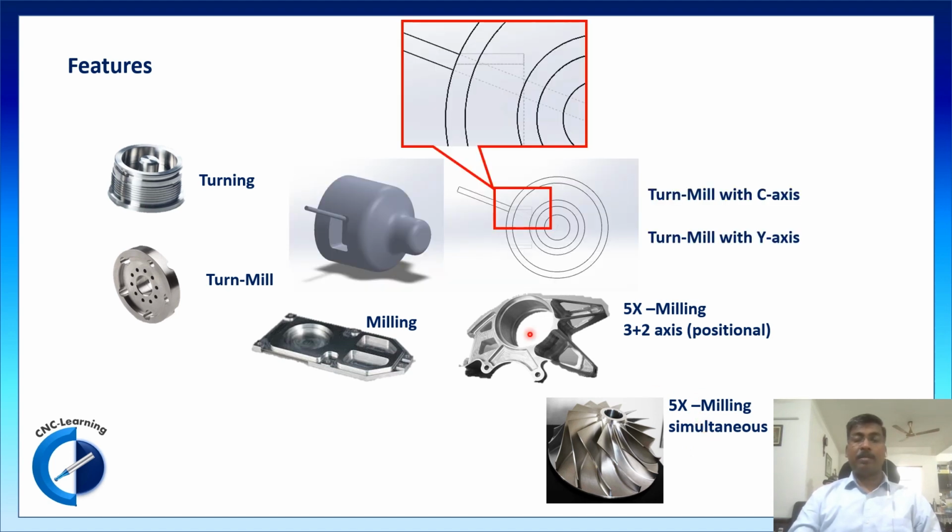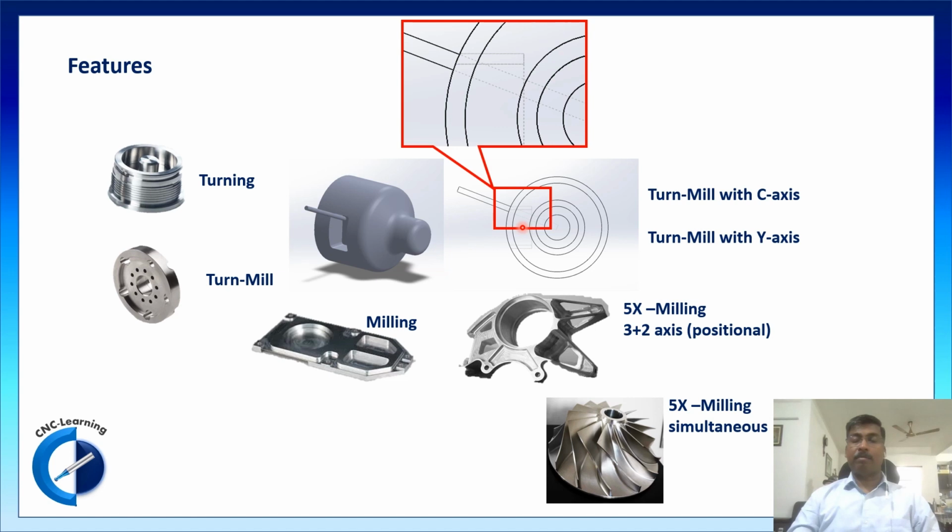Now let us look at this turn mill component. We already discussed minimum milling features are handled on a turn mill center. Now there are two kinds of turn mill center: a turn mill center with C axis, that is the basic turn mill center, and a turn mill with Y axis. If you want to know more about this, I have already done another video on turn mill machining concepts.